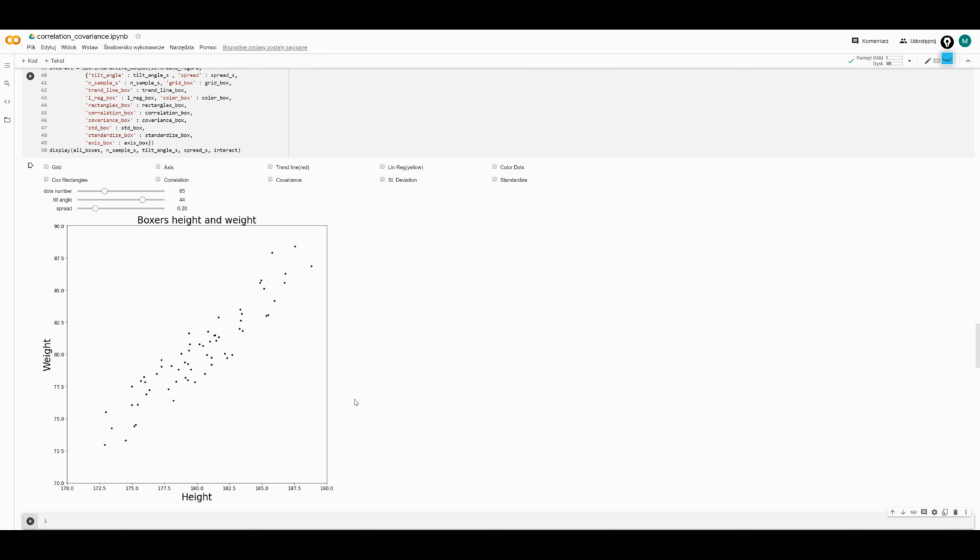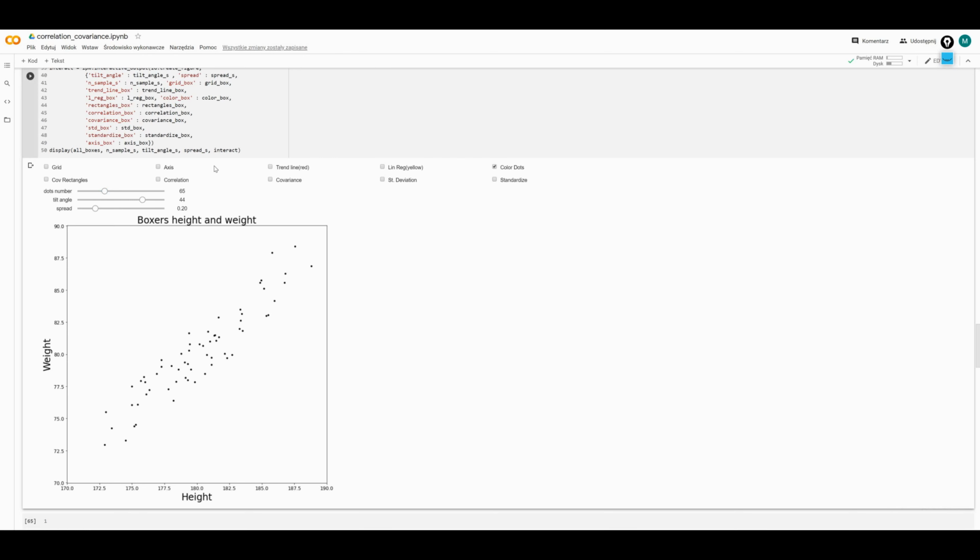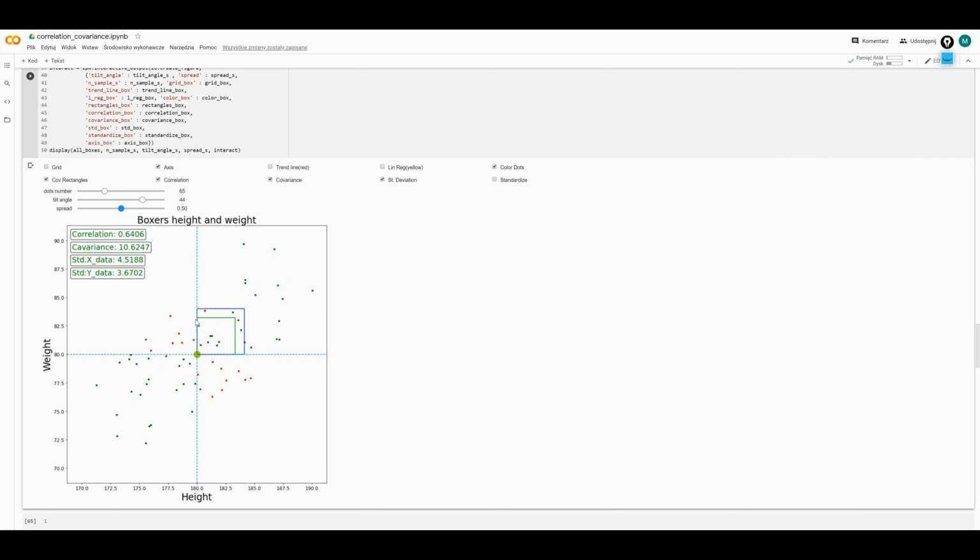And now we will go again to the link in the description below and connect all the information that we got up till now. So we will draw a few accessories on the graph. We will plot correlation, covariance, and standard deviation as something new, which I call covariance rectangles, because that's how I named it. This green rectangle tells you the covariance. This is exactly covariance, so 10.62. This is the surface of this green rectangle.